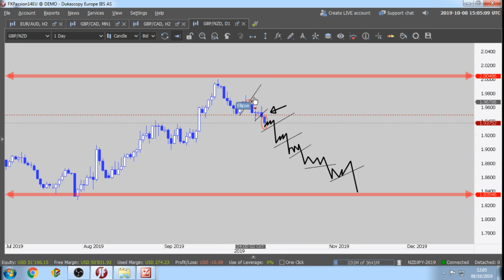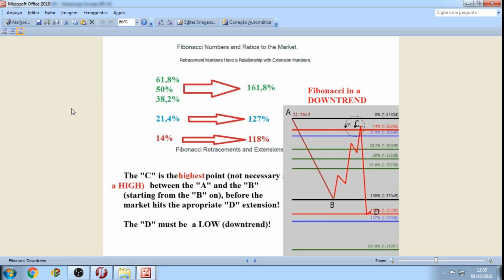Now let's go back to the lesson. Please take a screenshot of this, or with your cell phone, whatever, take a screenshot of this picture. Fibonacci numbers and ratios in the market. Retracement numbers have a relationship with extension numbers. Today Euro GBP. If the market retraces until the 618, 50, 382, then the extension is going to be the 1618.